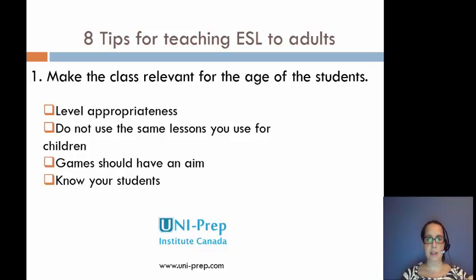The first tip is to make the class relevant for the age of the students. This means that the level of the material should be appropriate for the level of the student. You shouldn't be using the same lessons that you use for children with adults. The games that you play within the classroom should have a definite and clear aim and a goal that is similar to that of what you're teaching, and you should know your students. You should know their interests, that way you can incorporate those interests in the classroom.